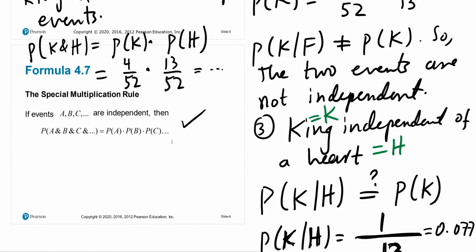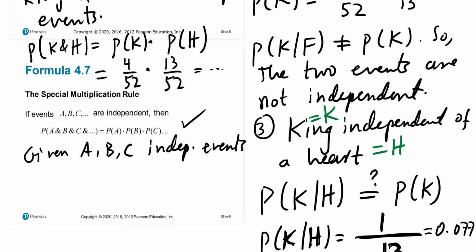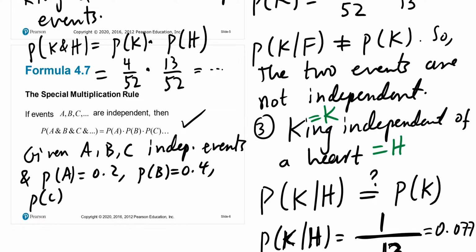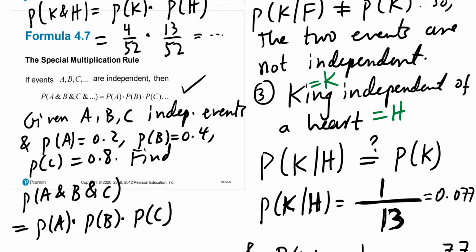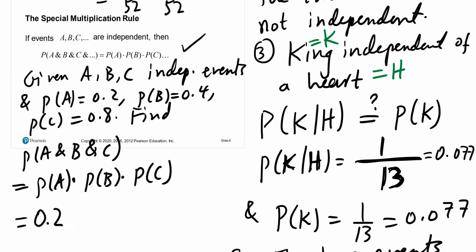So if we look at an example, in this given, A, B, and C are independent events. And given the probability of A is 0.2, the probability of B is 0.4, the probability of C is 0.8. We can ask you to find the probability of A and B and C. Well, since they are independent, by the rule, it's the probability of A times the probability of B times the probability of C. So probability of A is given 0.2 times 0.4 times 0.8.